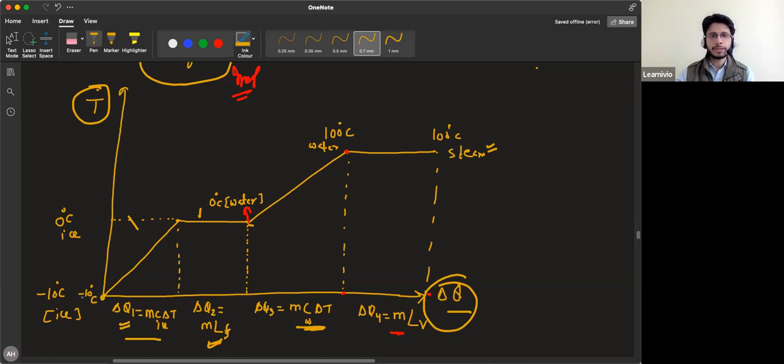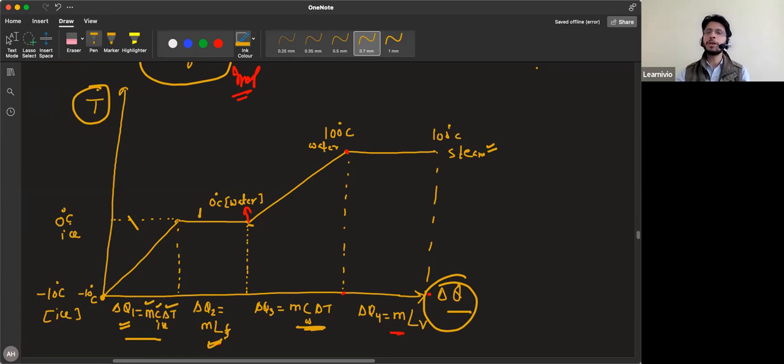See, this is ice at minus 10 degrees Celsius. When I provide some heat to the ice, what will happen? The temperature of the ice will change. The temperature is on the y-axis, so it's changing, up to 0 degrees Celsius. So the heat supplied is mass of ice into specific heat of ice to change the temperature, because you are changing the temperature.